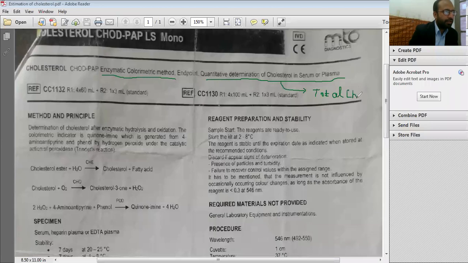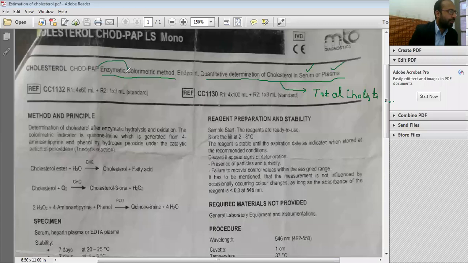in the blood, and this experiment is included in the blood profile. Here we will estimate total cholesterol. This is quantitative determination of cholesterol in serum or plasma, and the methodology is enzymatic colorimetric method.